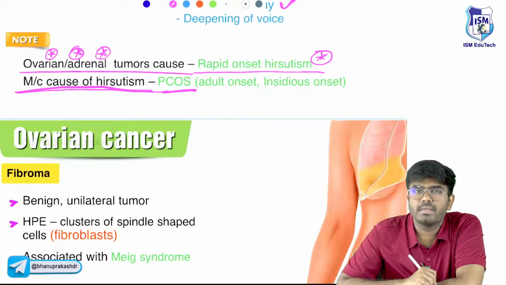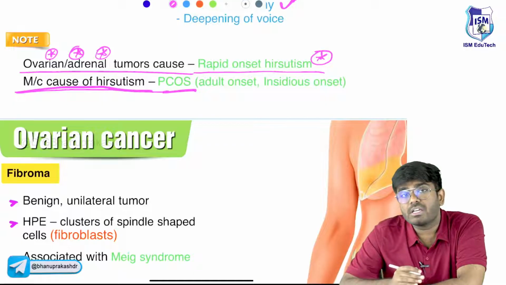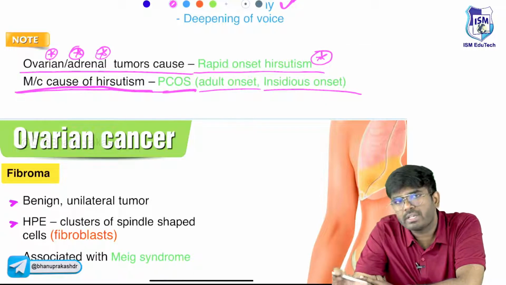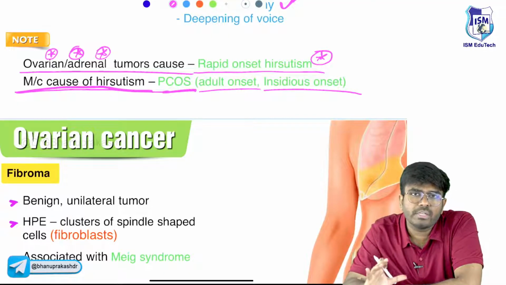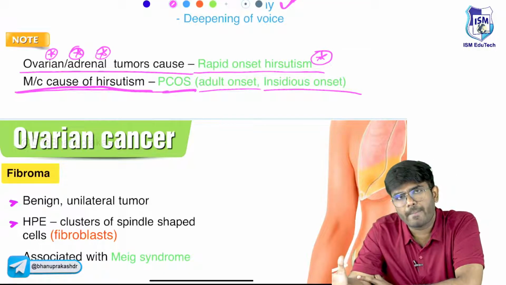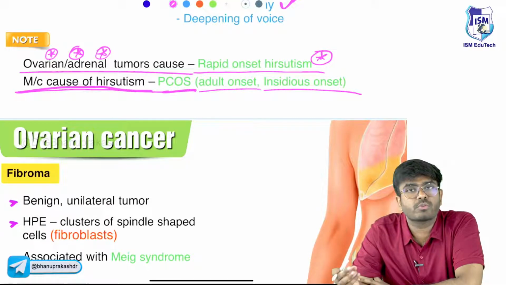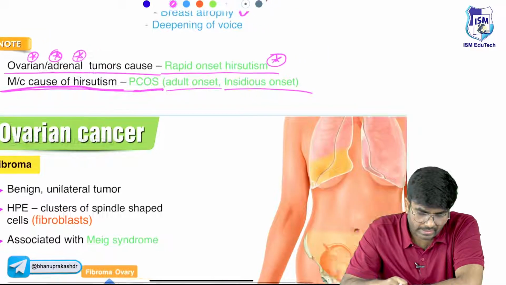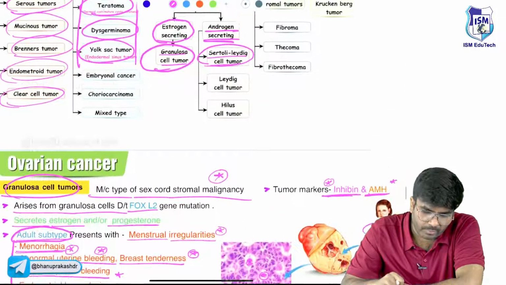That is PCOS. So it is going to be gradual onset, not fast onset. It is adult onset, insidious onset, which means slowly, a slow poison kind of thing. Slowly, slowly the hirsutism features will develop. But ovarian tumors or adrenal tumors are going to cause rapid onset hirsutism. Okay, so done. The next thing which I want to discuss here is a fibroma.